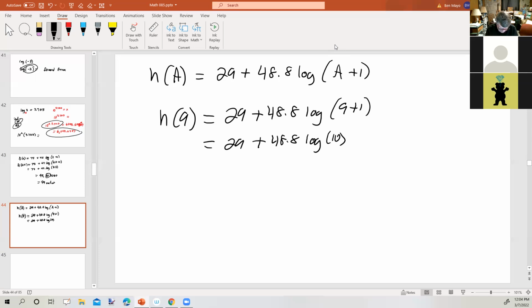So on the calculator, 29 plus 48.8 log of 10, close it up, and I get 77.8. So that is what percent of adult height. This is saying that on average, a male child that is 9 years old has reached 77.8% of their adult height. That doesn't mean that a specific child will do that, but on average, they must have checked a whole bunch of children.